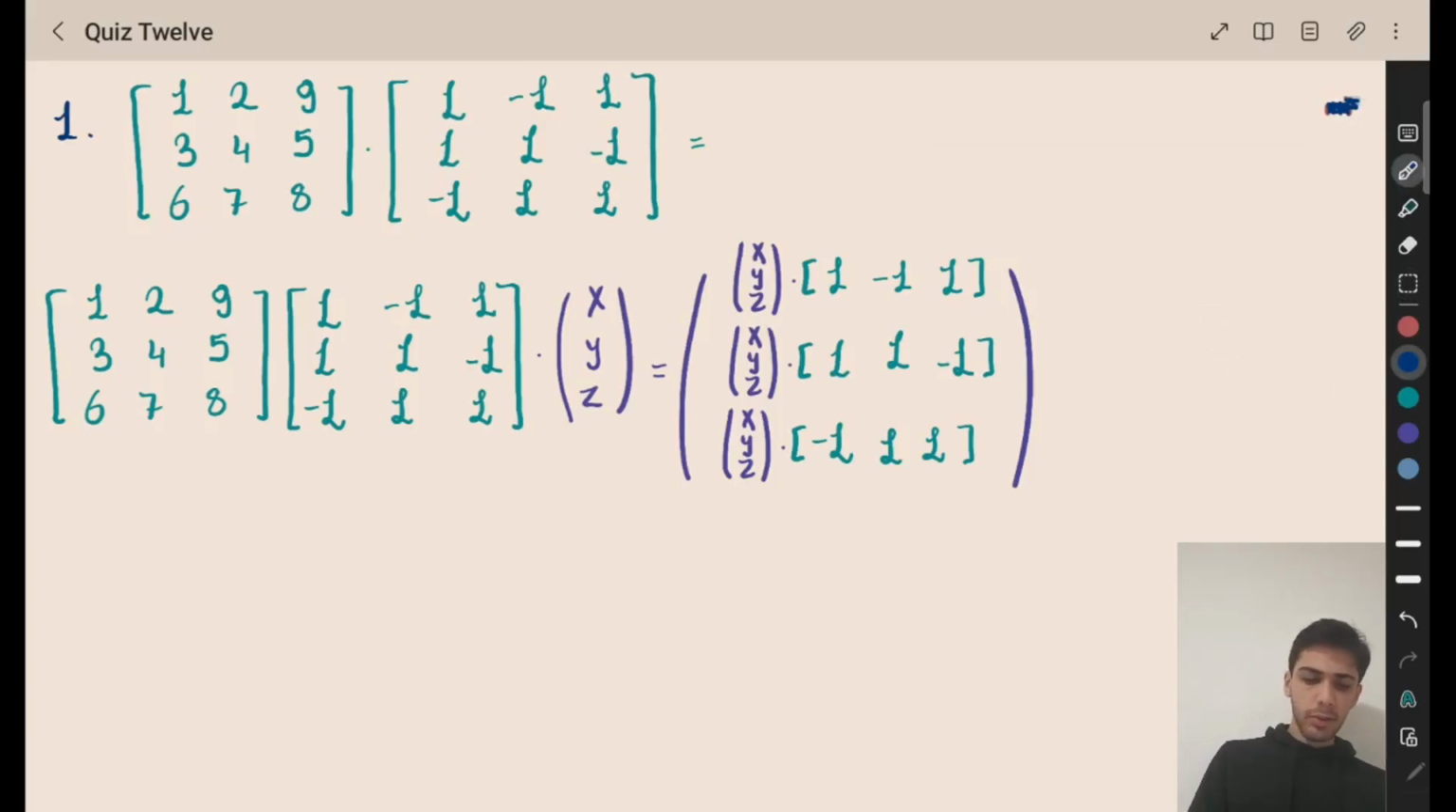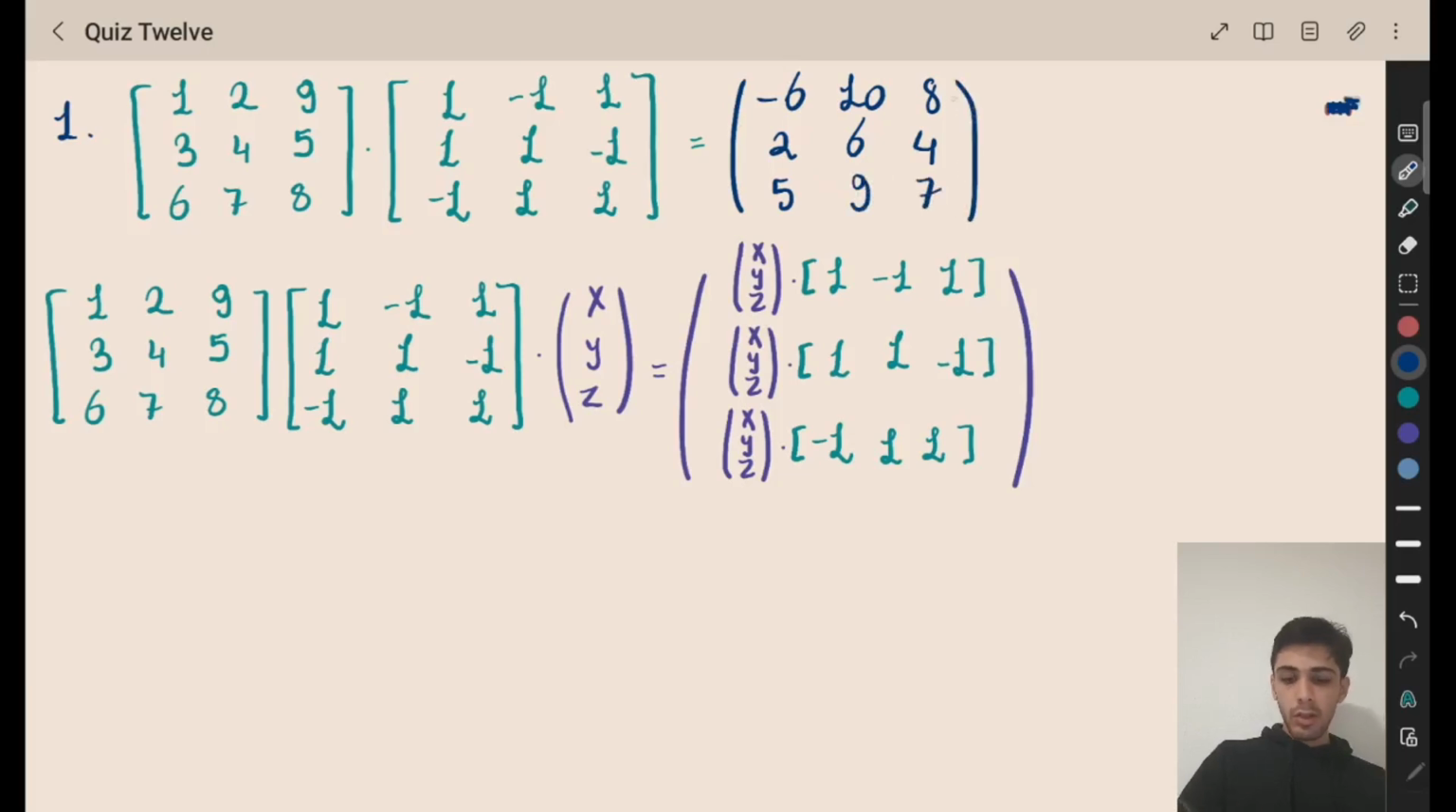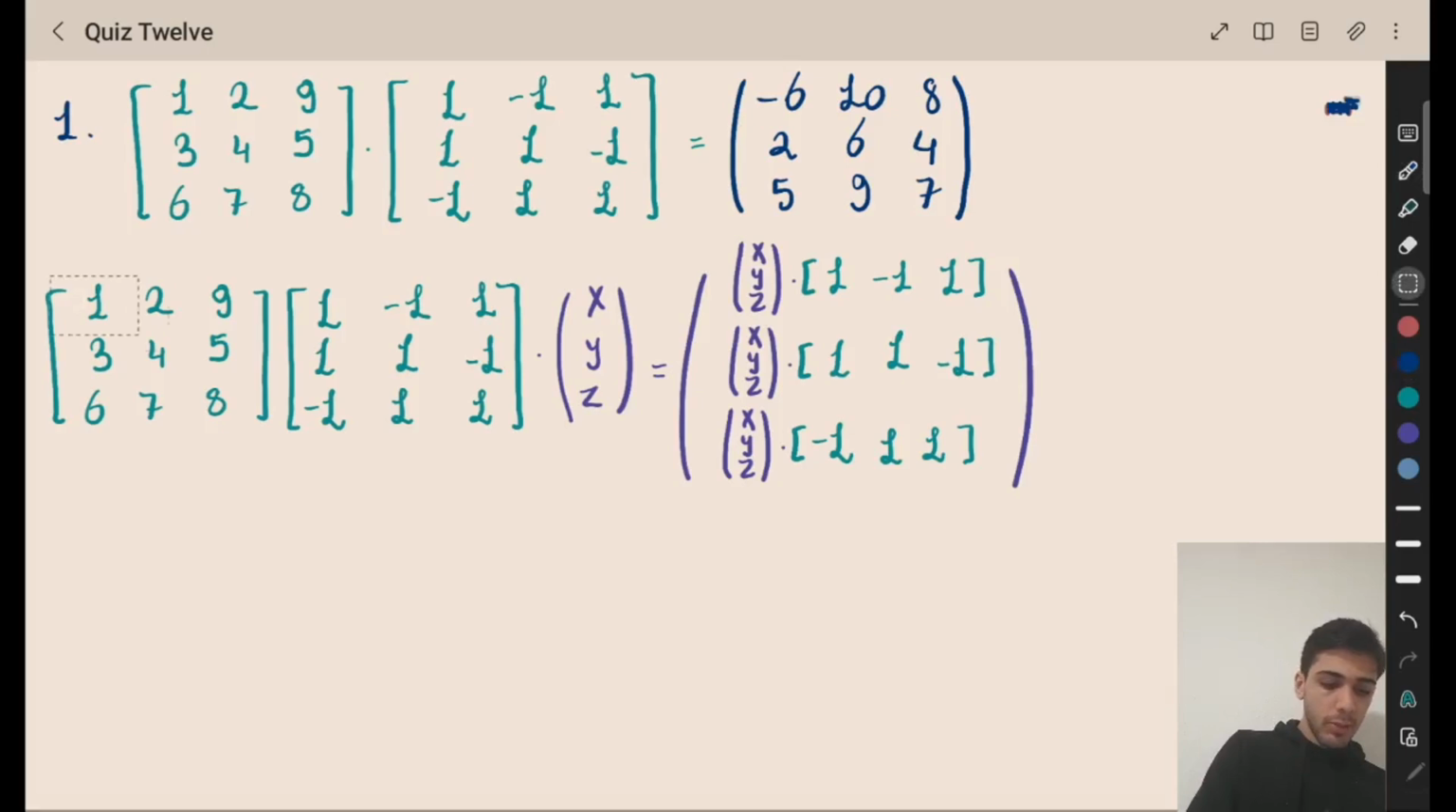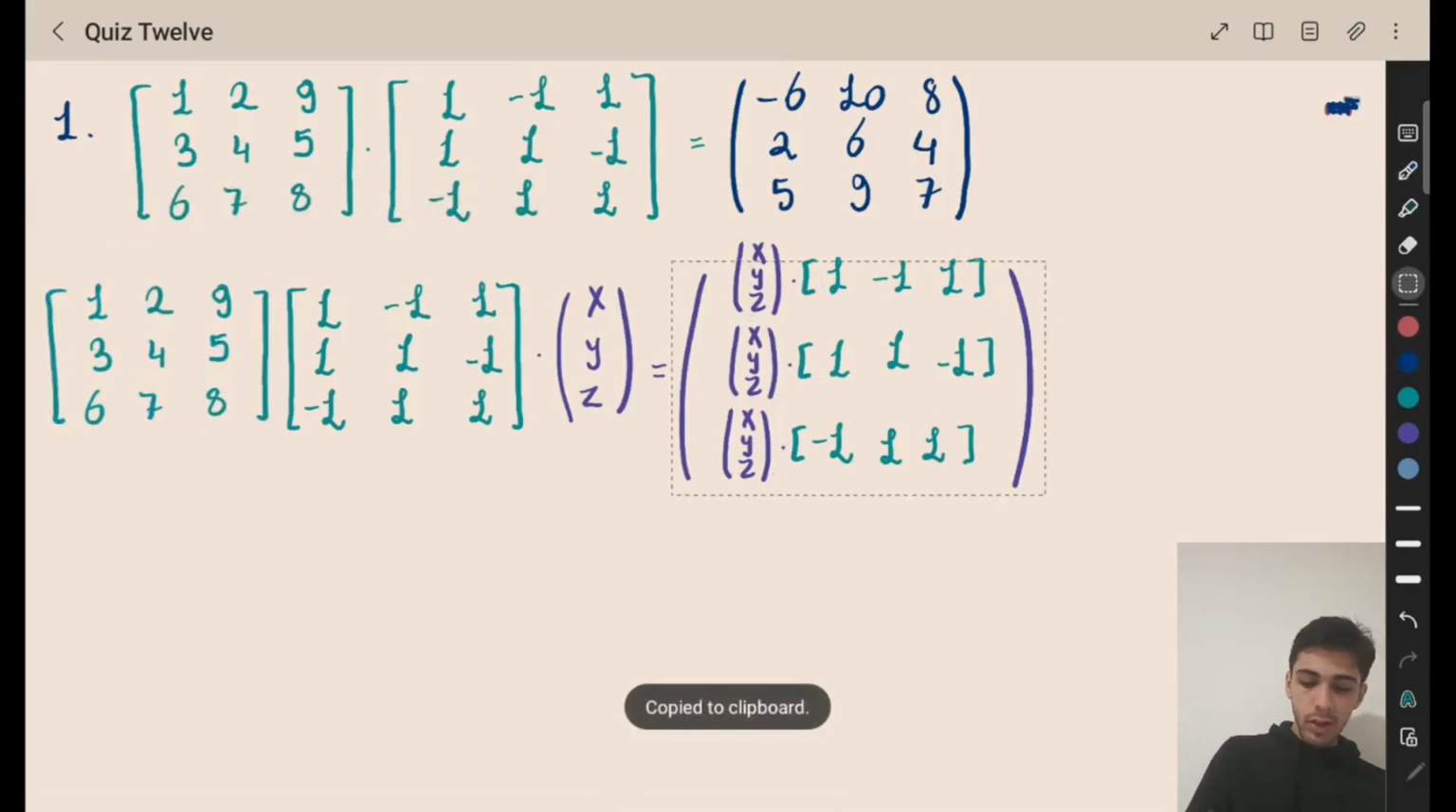Let me actually copy it for the sake of reference. I think it was minus 6, 10, and 8. 2, 6, and 4. And then 5, 9, and 7. Because I think what's about to happen now is almost magical. I think you'll really like this. So let's go on and multiply both sides by this matrix.